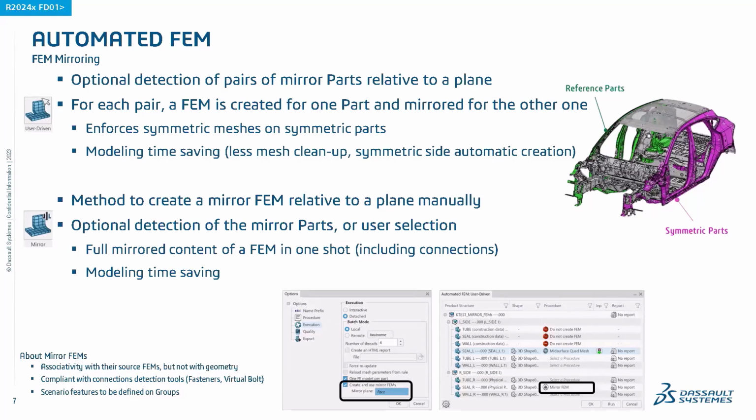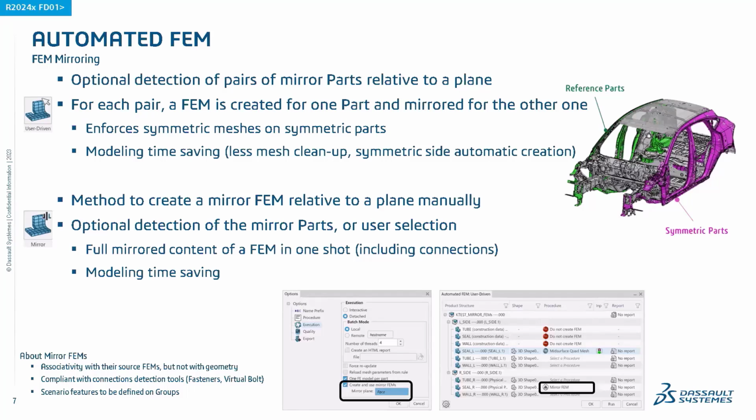So the two things that I want to talk about, and the two main methods that we can create mirror FEMs now. So we have an automated method within the user-driven function, and a slightly more manual method using the mirror FEM function. If we look at the user-driven functionality and methodology, within that we automatically detect the mirror parts relative to a plane that the user selects, and for each of these pairs of parts we'll have one FEM that's created on the geometry of one part, and then an automatic mirror that's created for the other part. So it would be a perfect symmetric mesh across that plane that's been selected.